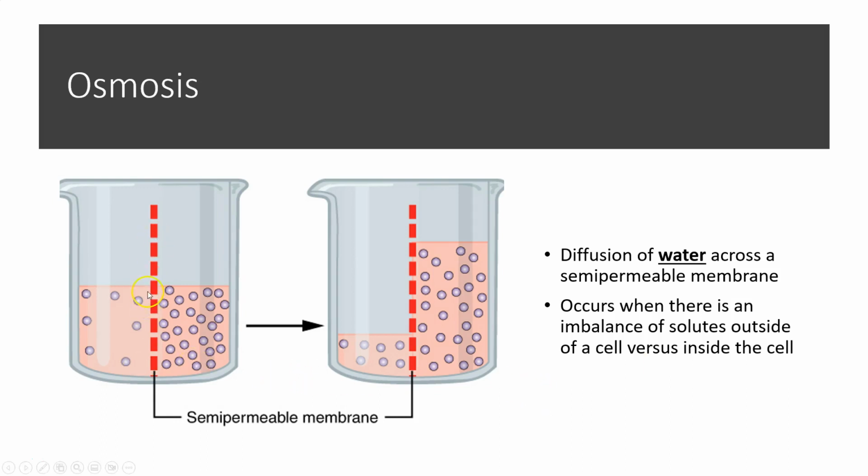So here in this picture, where one side of the container has a lower solute concentration as compared to the other, with a semi-permeable membrane between them, the water is then going to passively move to where there are more solutes through the process of osmosis.